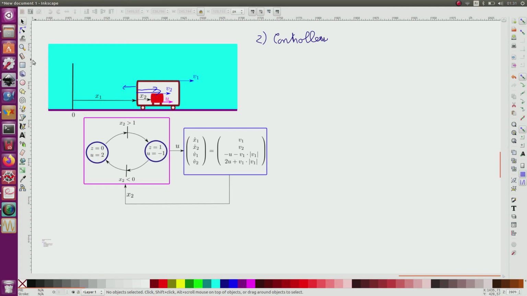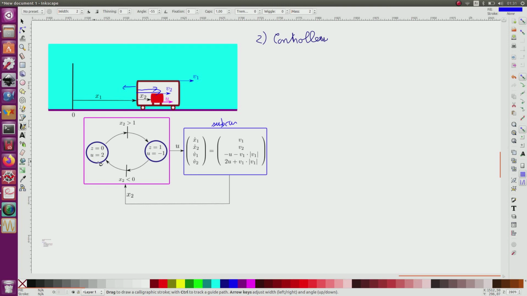So here it is: the car, the sub-car, and here it is a very simple controller with two states. So it corresponds to what we call a Petri net. There are two states.